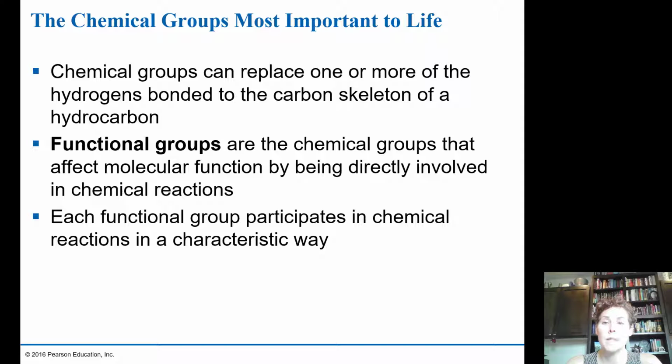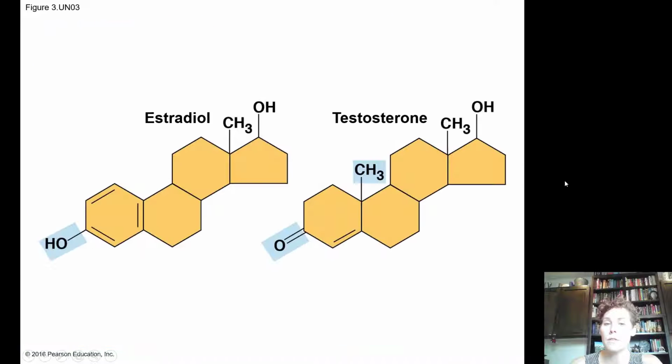Chemical groups can replace one or more of the hydrogens bonded to the carbon skeleton of a hydrocarbon. And these chemical groups we call functional groups. Functional groups are chemical groups that affect molecular function by being directly involved in chemical reactions. Each functional group participates in chemical reactions in a characteristic way. So there's a number of different functional groups.